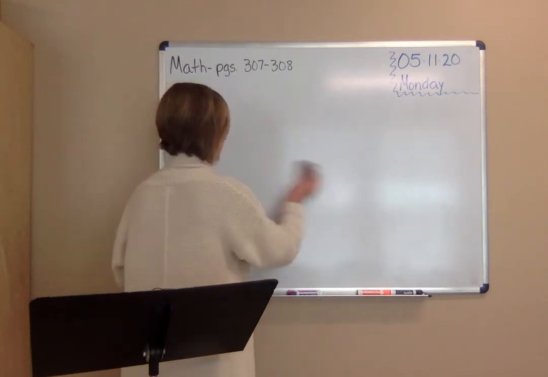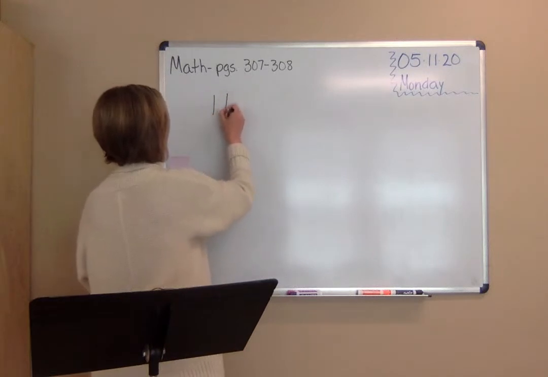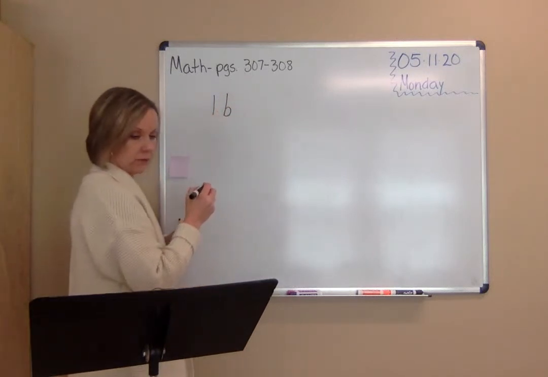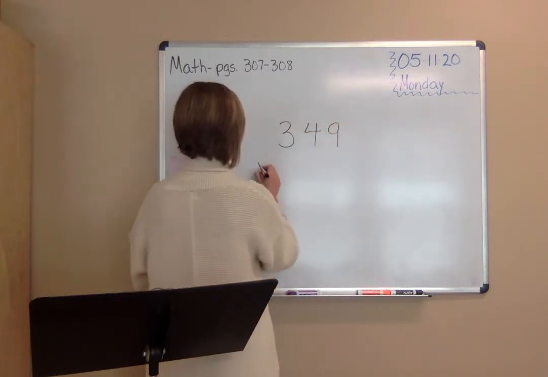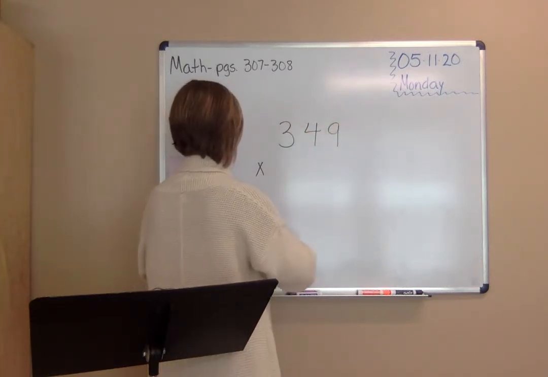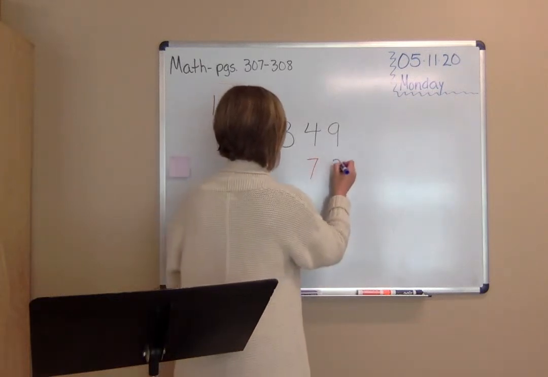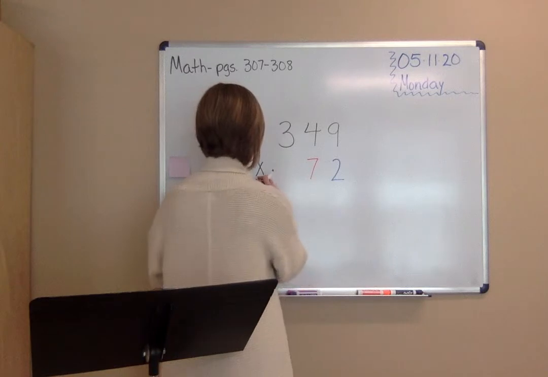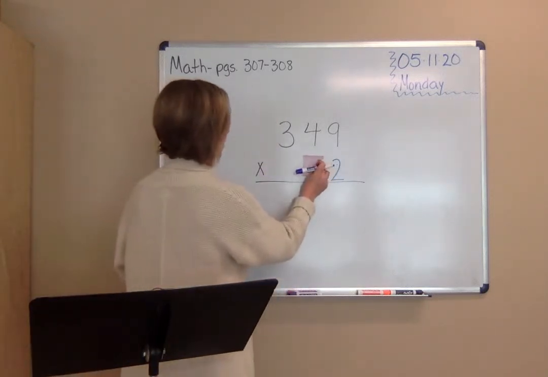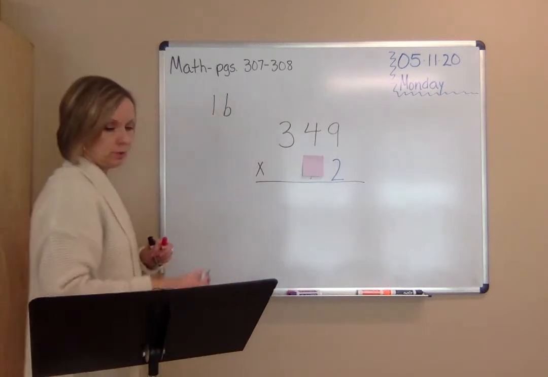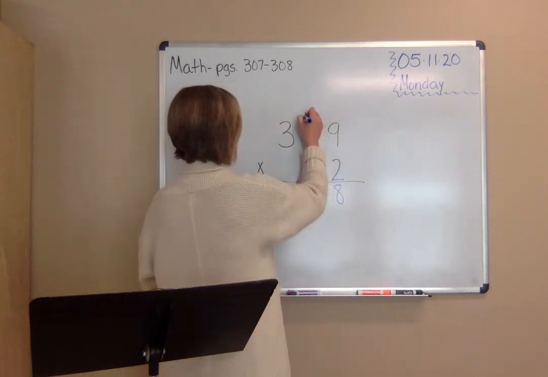1B. You have 349 times 72. So you're going to need a 7 table and a 2 table here. Okay? So let's go ahead and get started here. 2 times 9 equals 18. 8 goes down, plus 1 goes up.